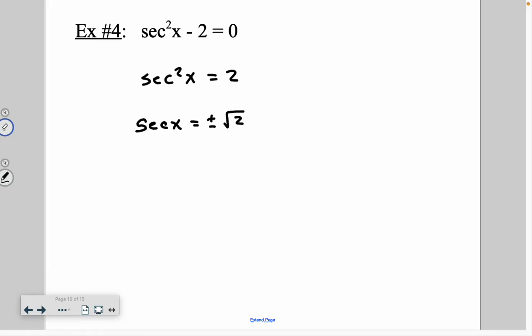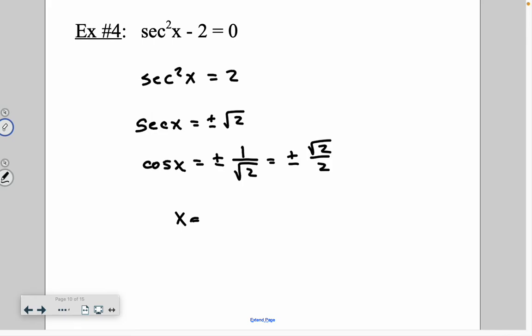And I would suggest, anytime there's secant, cosecant, or cotangent, go the one extra step to get it into sine, cosine, or tangent. So this is the reciprocal of cosine, which means I'm looking for where does the cosine equal plus or minus 1 over the square root of 2? But if I rationalize that denominator, what do I get? Square root of 2 over 2. So I'm looking for plus or minus the square root of 2 over 2. Where does the cosine equal that? Positive or negative? Should have 4 answers.